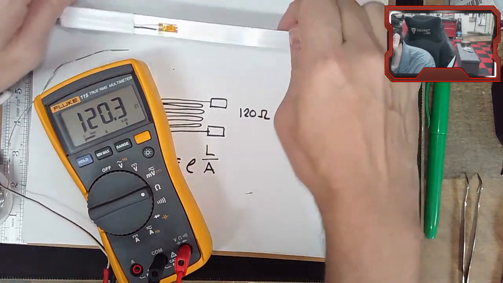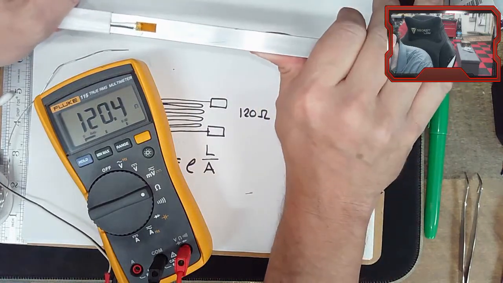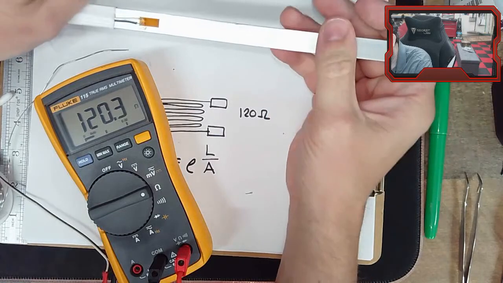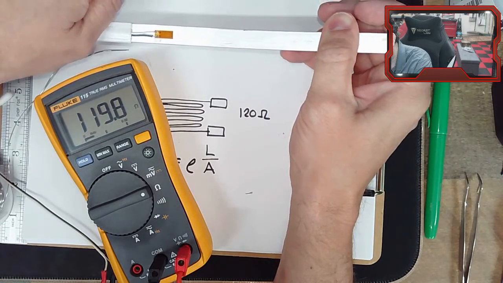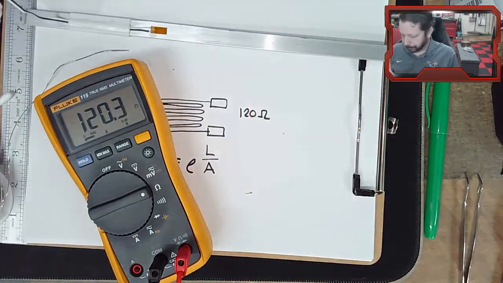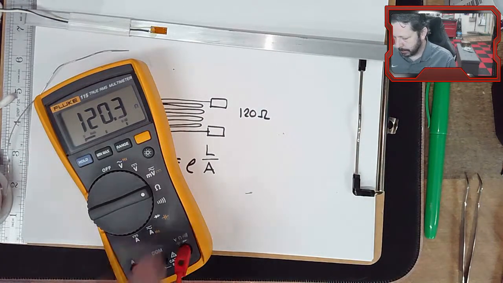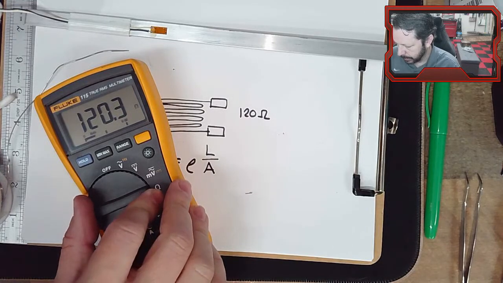Now let's really test it and see if it changes when we, look at that. More resistive when we put it in tension, less resistive when we put it in compression. That's what we want. So that's a really tiny change.